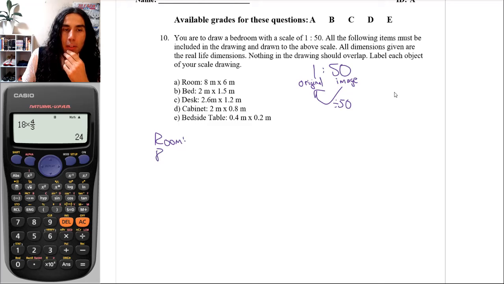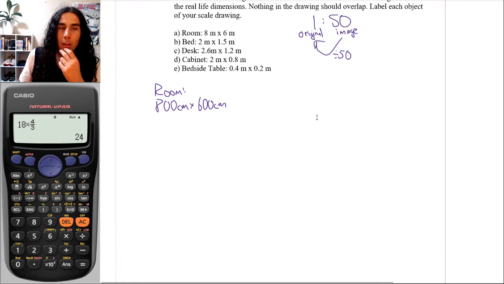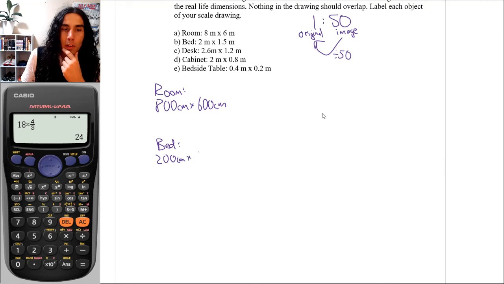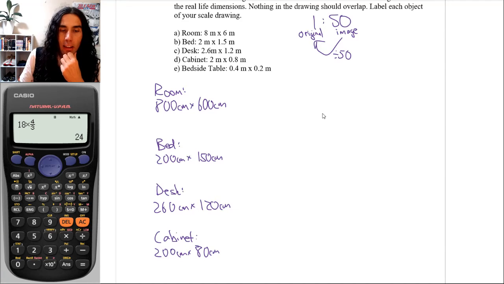So the room is 800. Put everything in centimeters to start. 800 by 600 centimeters. The bed, 200 by 150. The desk, 260 by 120. The cabinet, 200 by 80. And the bedside table.